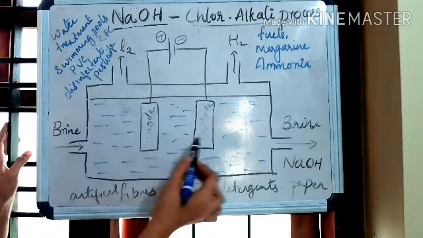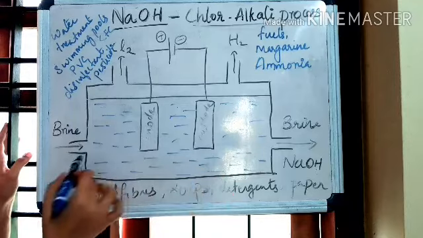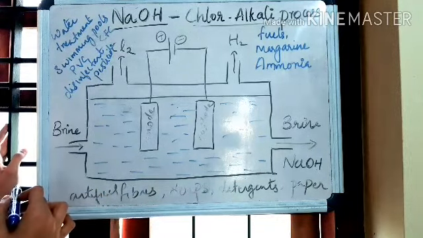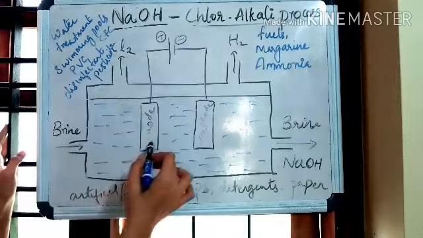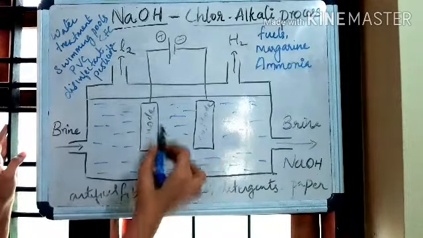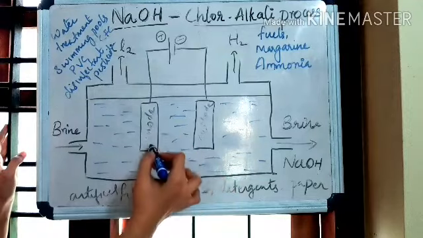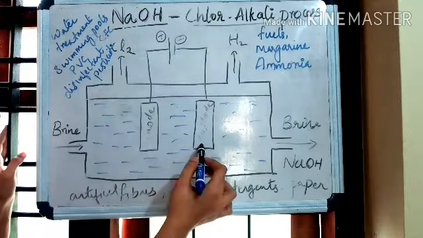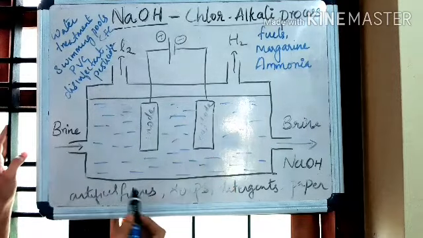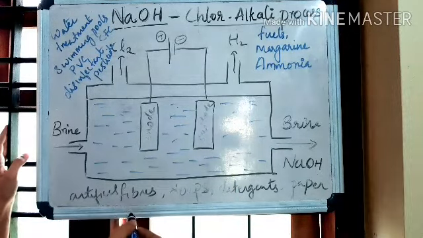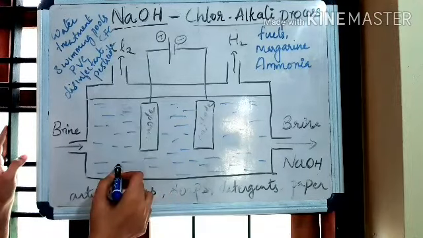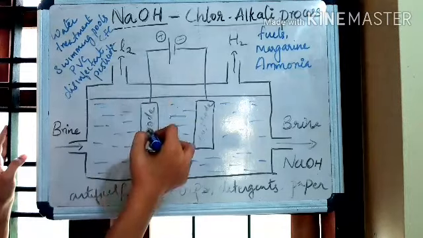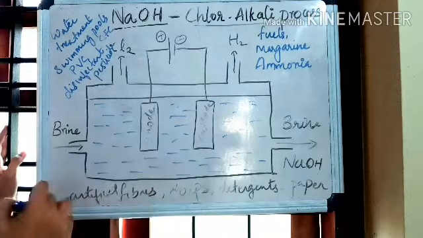This apparatus contains two electrodes. What are electrodes? Electrodes are metals which can conduct electricity. So we have two electrodes, an anode and a cathode. We have dipped these two metals into the brine solution. The anode is the positive electrode, and the negative electrode is the cathode.